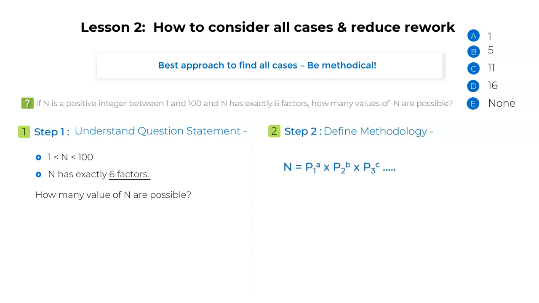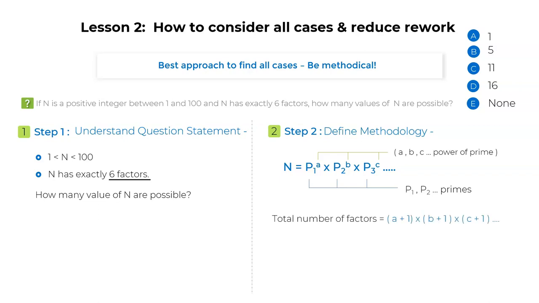If I prime factorize a number and write it in this form, where these are the prime numbers and these are the powers, I know that the total number of factors for this kind of number is (a plus 1) times (b plus 1) times (c plus 1), where a, b, c are the powers. We know this. Now I know that this total factors formula, (a plus 1)(b plus 1)(c plus 1), is actually equal to 6. So I'm going to equate it to 6.